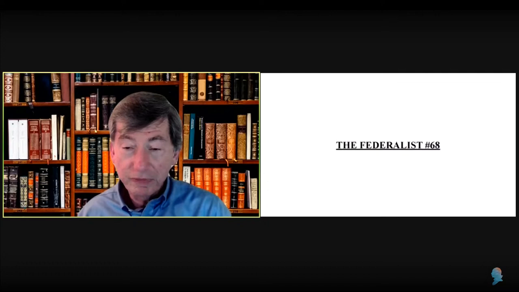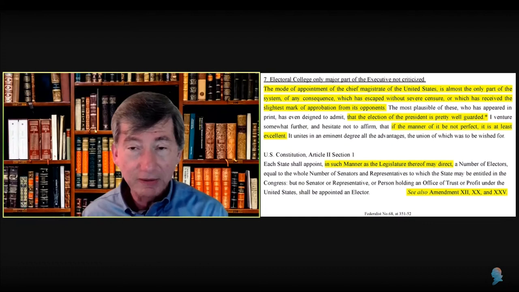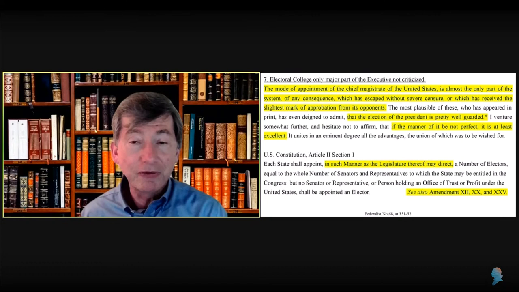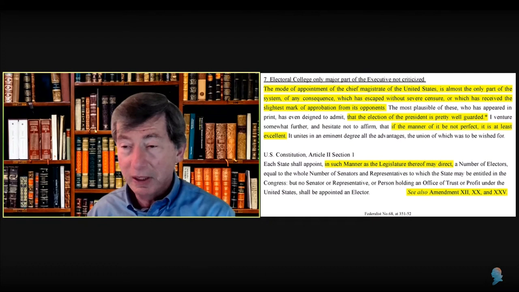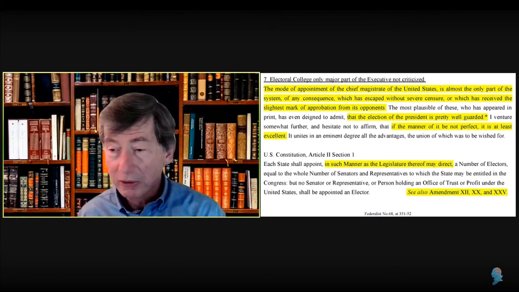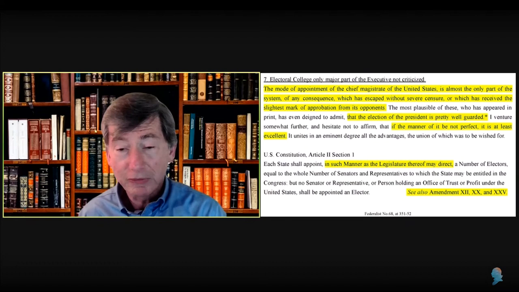So Federalist 68, the Electoral College. Now think of this in light of the fact that the Electoral College has come under so much attack. And the reason for the attack is because people who want centralized power know that that's the main barrier still in the way of centralized power. The mode of appointment of the Chief Magistrate of the United States is almost the only part of the system of any consequence which has escaped without severe censure, or which has received the slightest mark of approbation from its opponents. That's remarkable from our point of view, maybe.